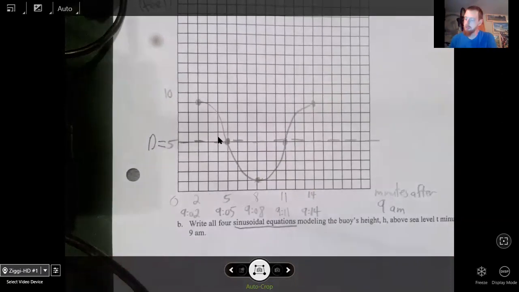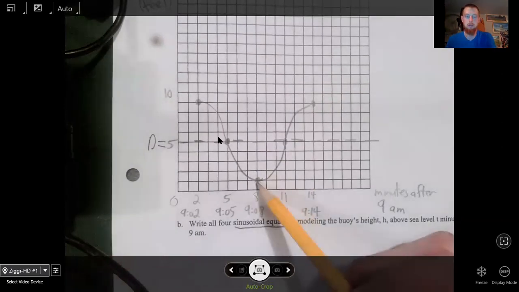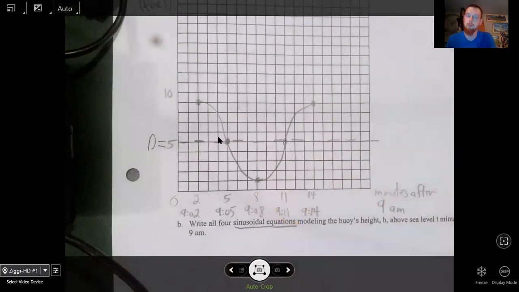You want both sides of that, once you get from your minimum back up to your maximum, to be symmetrical. We're going to be grading this more on the accuracy of your points and your equations than the precision of your drawing. Okay, so those are the points that we're now going to try to write some equations for.